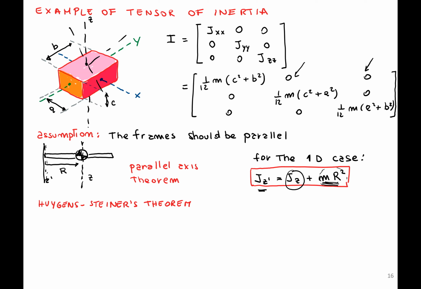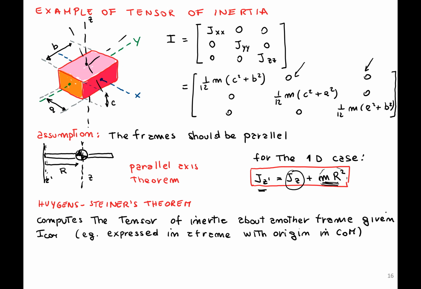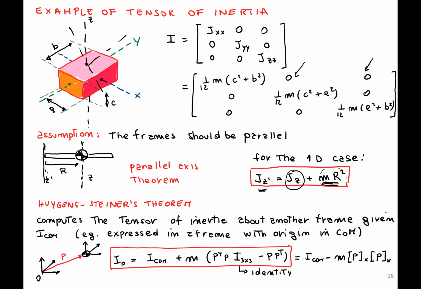So a generalization to the 3D case is the Huygens-Steiner theorem, and in this case, we have the tensor of inertia about one frame attached at the COM, and we want to compute the tensor of inertia of another frame which is parallel with respect to the COM frame. For example, the frame 0.